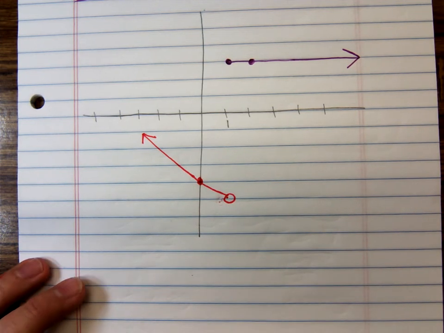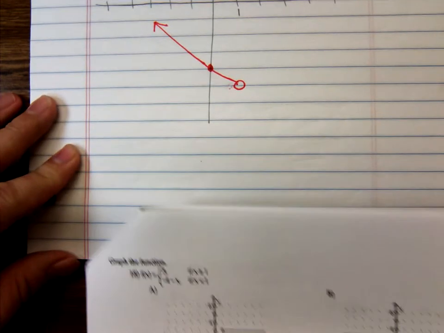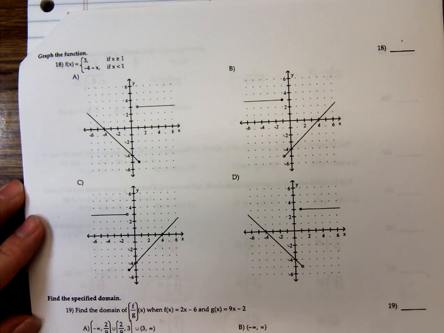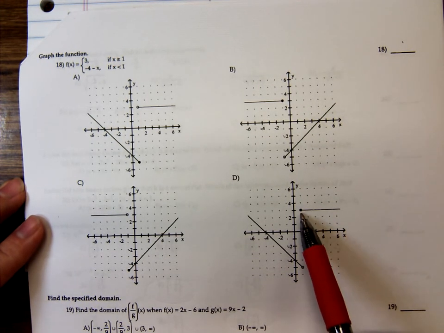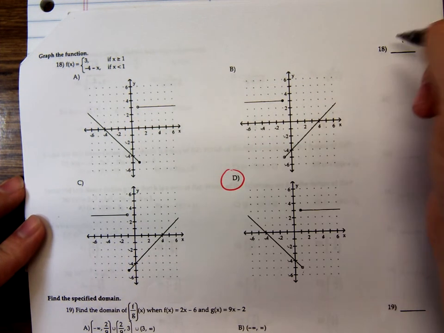So let's look and see which graph matches the one we just drew. So A, B, C, or D? D, I agree. Notice the closed dot and the open dot. I'm going to agree with response D.